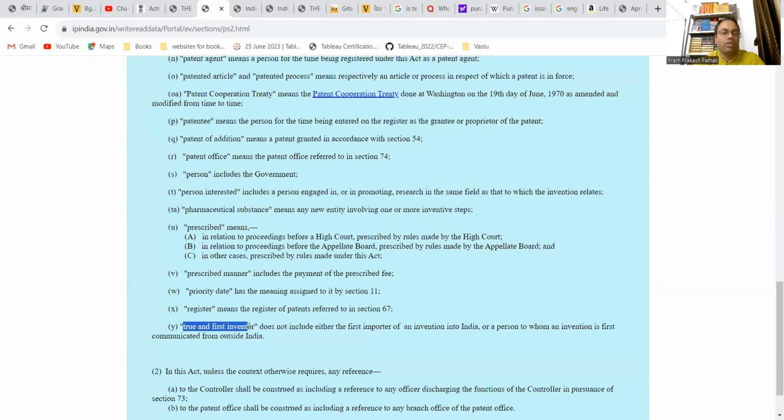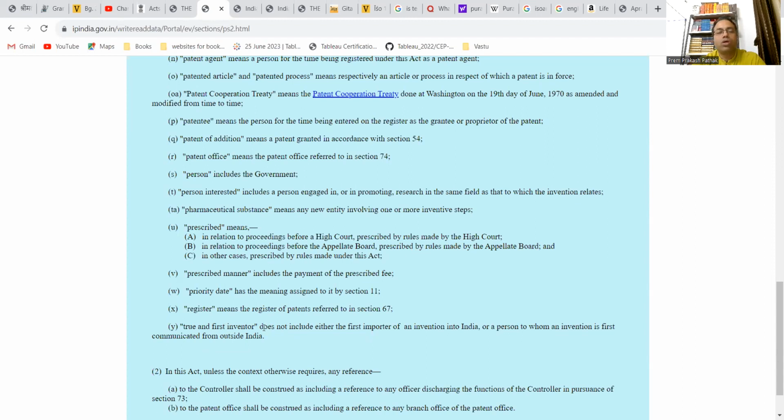True and first inventor. Okay. So you will hear this word also. We will read this word, true and first inventor. So a patent is granted to the true and first inventor. True and first inventor does not include, so it is not talking about what includes, but it says does not include either the first importer of the invention into the country, I mean India, or a person to whom an invention is first communicated from outside India.